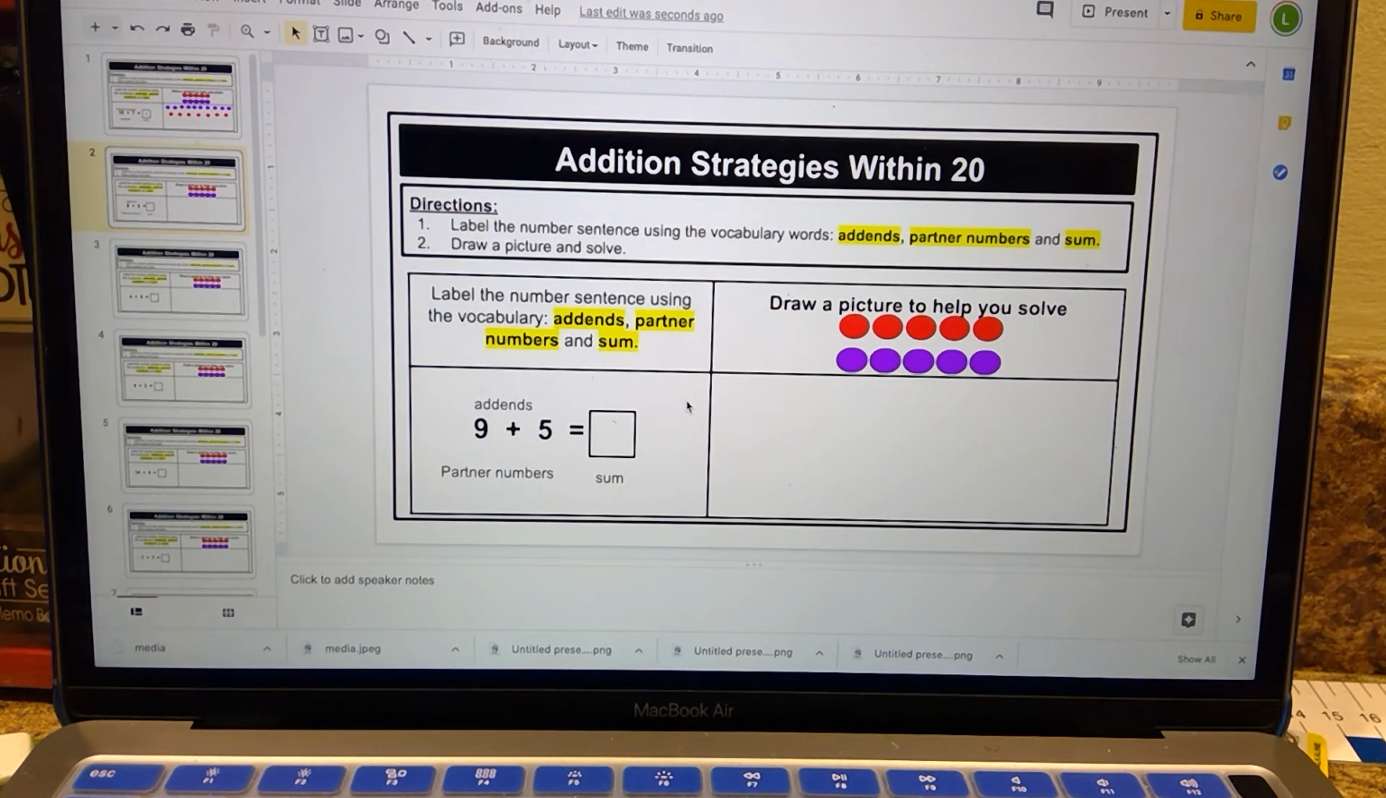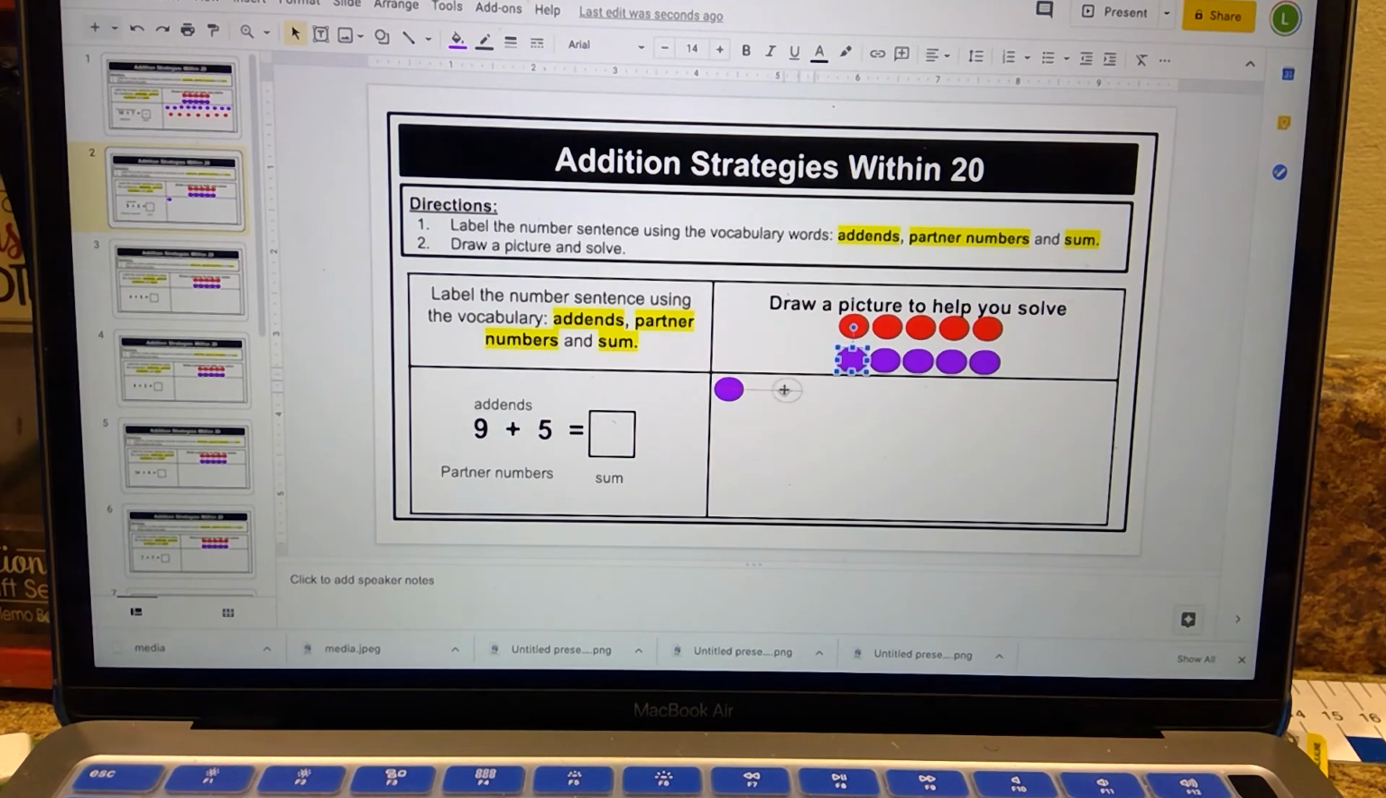Now, let's work together and we're going to model this number sentence so we can find the sum. 9 plus 5. If I was to select a red or purple, I'm going to pick one color and stick with it. How many circles do I need to drag down if my number sentence is 9 plus 5? Yes, I will take out 9 circles. So you're going to draw 9 circles and I'm going to draw 9 circles. Ready? And let's take our time and count. And go.